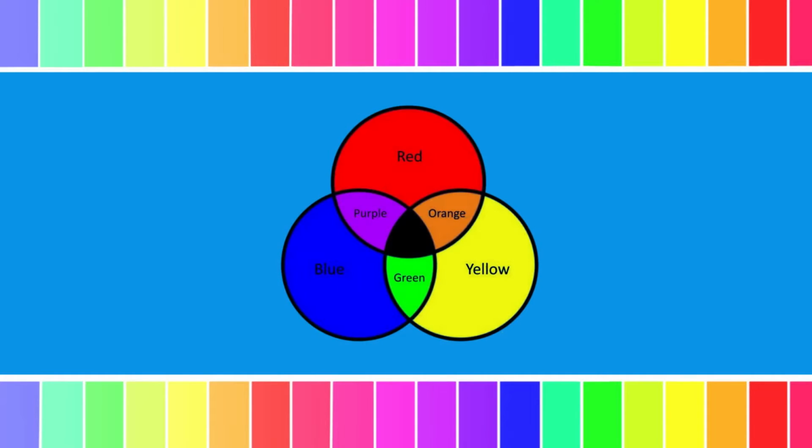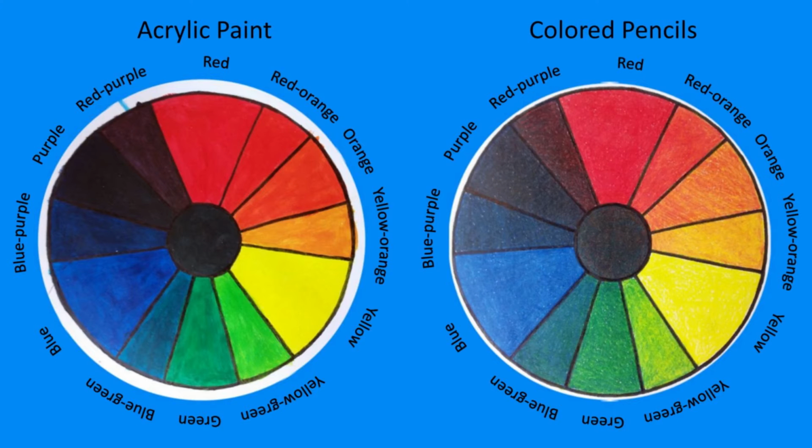Now, let's get to discussing what the primaries are. The most common ones taught in basically every school are red, blue, and yellow, which are then mixed to make the secondary colors, orange, green, and purple. I made a color wheel using acrylic paint and another with colored pencils. And looking at them, they don't look right.